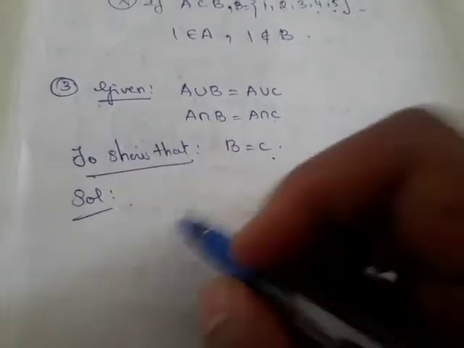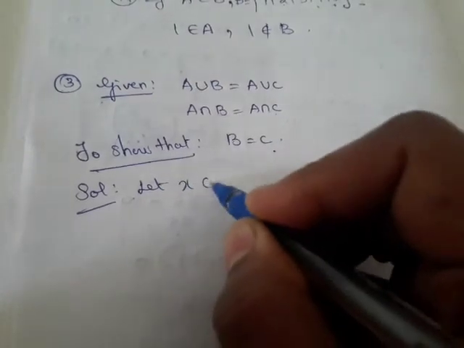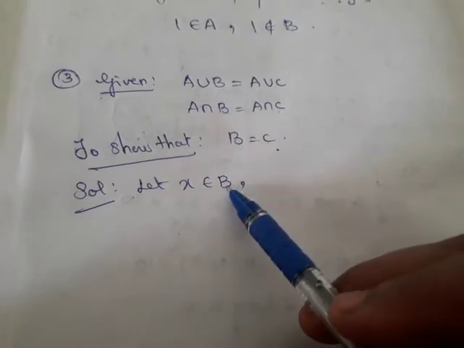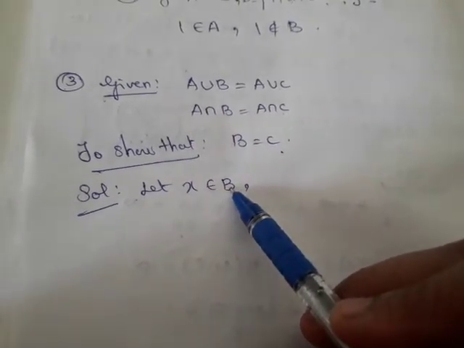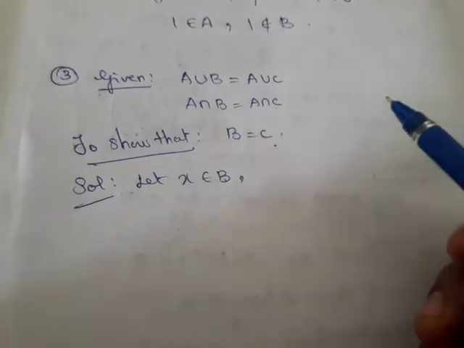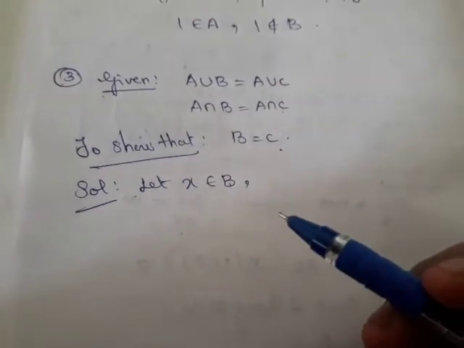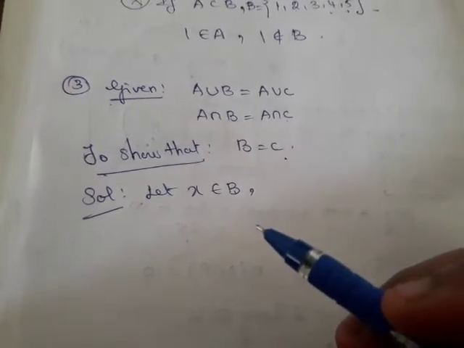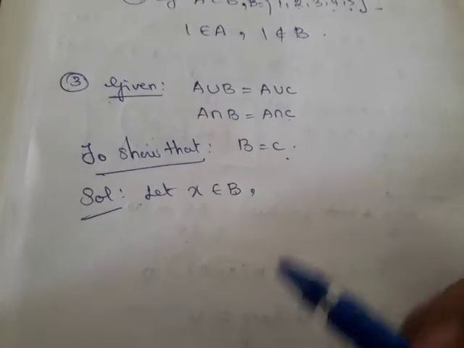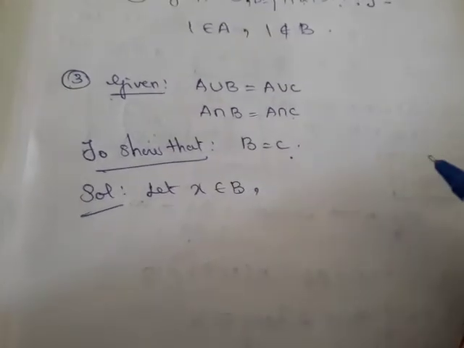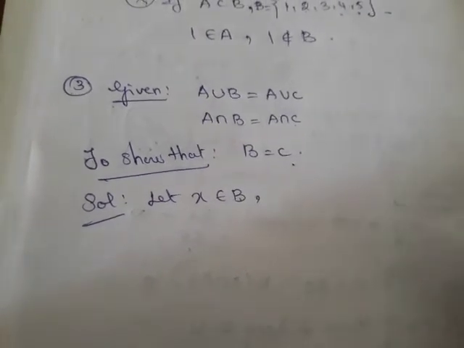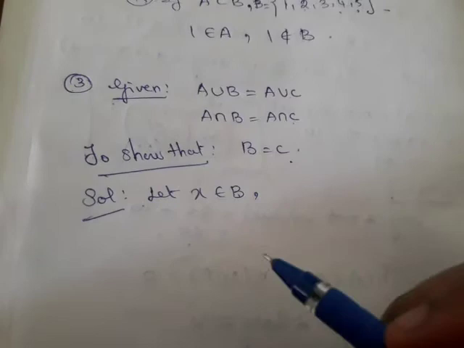Now how can we prove this? This is a general statement, right? They didn't give any element. So let us take one element in B. Our idea here is, we will take one element from the set B and we will show that this element is there in set C as well. Similarly, we will take one random element from set C, and we will prove that the element is available in set B as well. So any element if you choose in B, it is there in C. Any element if you choose in C, it is there in B. Therefore both the sets should be equal. This is the idea behind this problem.